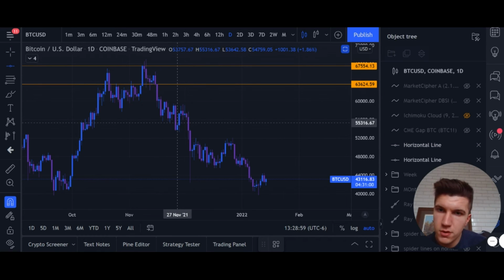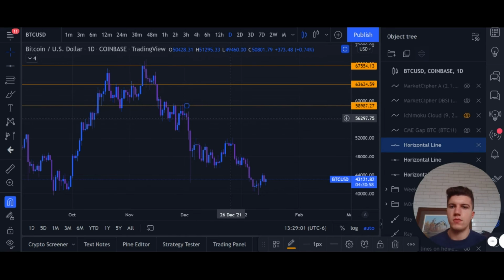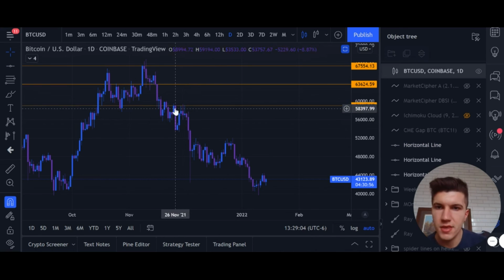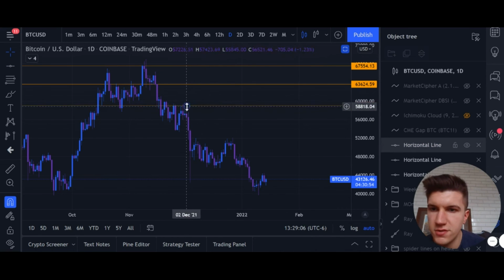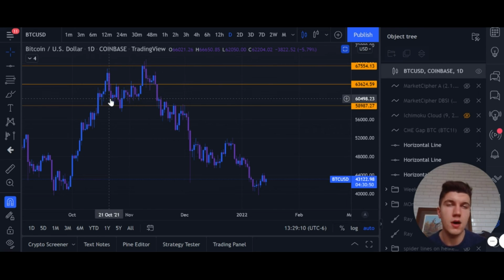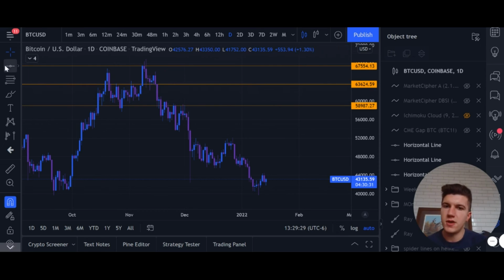Let me look for some more here. Here's another one. It acted as resistance right here. Then about over here, it was acting as support. A lot of times price likes to react to this like flipping, where support becomes resistance, resistance becomes support. I'll show you more examples on lower time frames too with that.